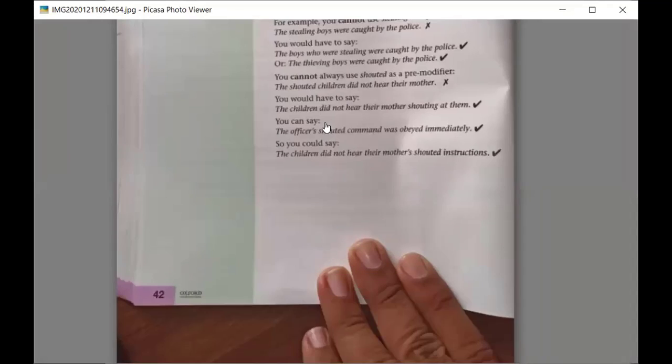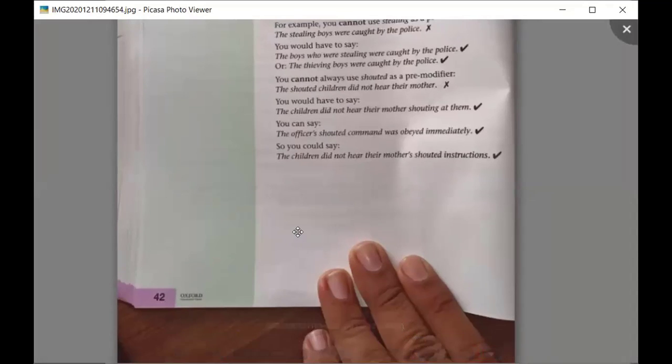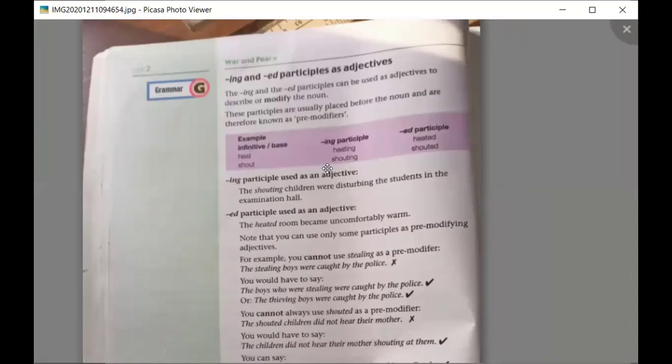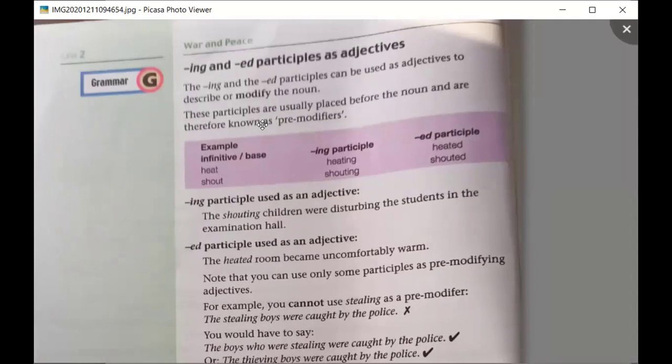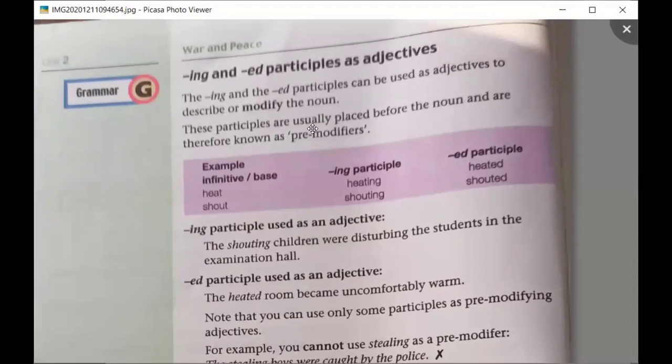This is a picture from your book on page number 42. You can also read the rules here in your book. Let me quickly go ahead and read some more examples and some rules from your textbook. Ing and ed participles as adjectives. The ing and the ed participles can be used as adjectives to describe or modify the noun. These participles are usually placed before the noun and are therefore known as pre-modifiers.